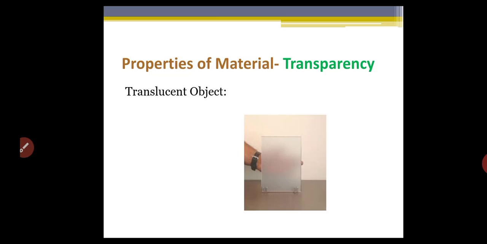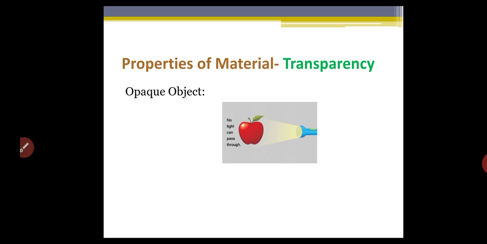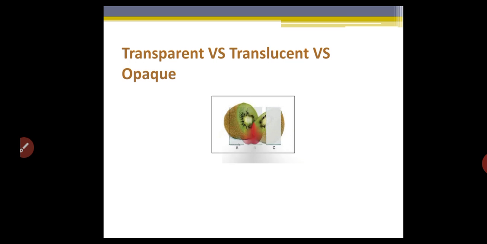Translucent, only a partial amount of light can pass through it. We can see what an object is, but we cannot clearly describe how the object looks. Opaque objects are the objects that do not allow light to pass through. There we get something called a shadow.